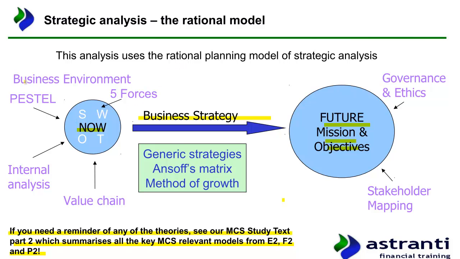We first of all have to analyse where we are now using models like Pestel, Porter's 5 forces, Porter's value chain and SWOT analysis. And then we have various ways to get towards our mission and our objectives. We will use generic strategies. We might use Ansoff's matrix to plot growth strategies and so forth. And then lastly, we need to consider who our stakeholders are, who we're in business for, and who we're answerable to. And we also need to consider how we are governing ourselves and how ethically we're doing so.